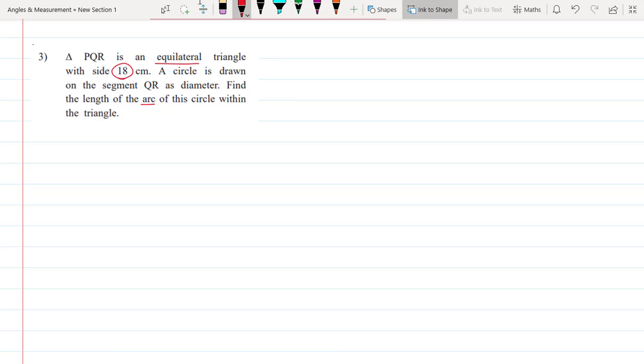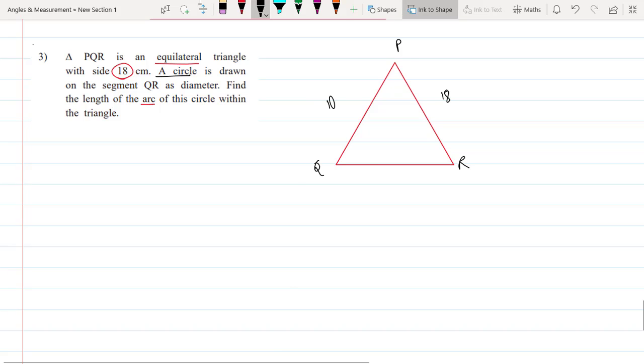See here, you have one circle. Okay, first we will take one triangle. You have one triangle PQR. This triangle PQR you have, and this is of course the equilateral triangle. Means what? All the sides are of 18 centimeters. So let's say this is P, this is Q, and this is R, and all the sides are 18 centimeters: 18, 18, and 18. Then a circle is drawn on segment QR as a diameter. So taking this QR as a diameter, we have to draw a circle. So let's take and draw the circle. Okay. It went a little wrong. So let me take the shape so that, let's see.